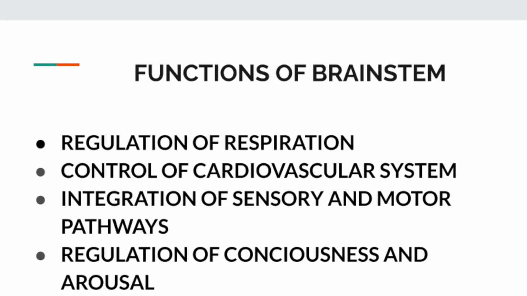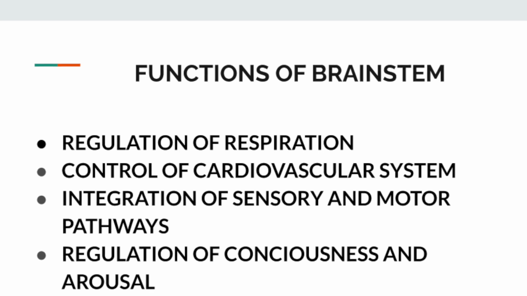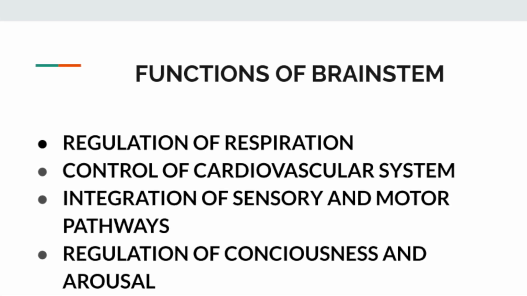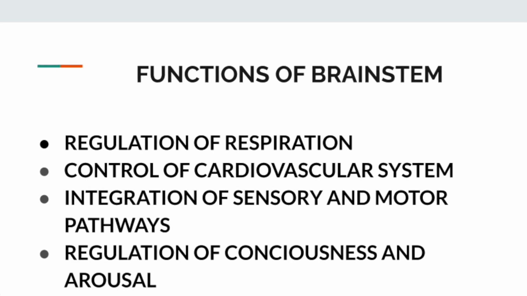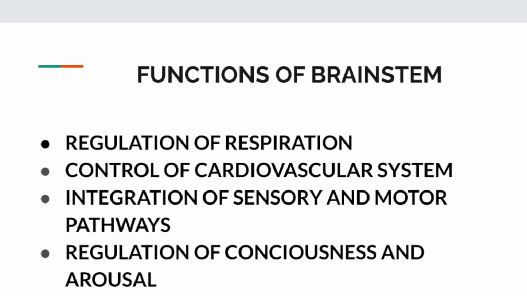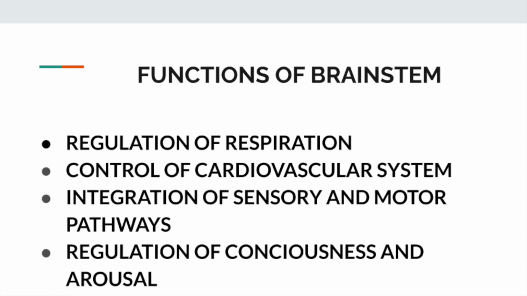Next is integration of sensory and motor pathways. The brainstem serves as a relay center for sensory and motor pathways traveling between the cerebrum, cerebellum, and the spinal cord. Sensory information from the body, including touch, proprioception, pain, and temperature, is relayed through ascending pathways in the brainstem to higher brain centers for processing and interpretation.